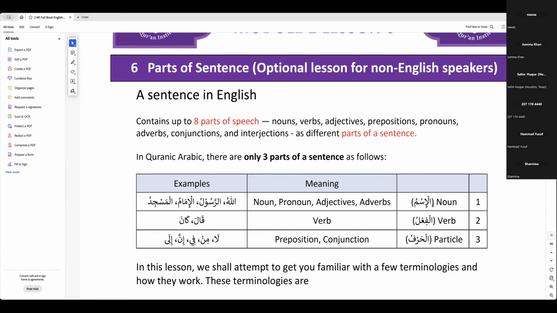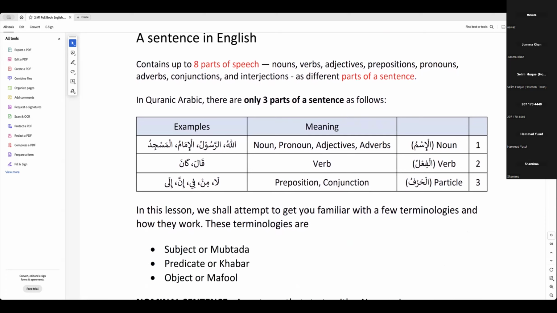The first is noun, ismun, which contains nouns, pronouns, adjectives, and adverbs. Examples: Allahu, Al-Rasulu, Al-Imamu, Al-Masjidu. The second part of speech is verb, fi'lun, such as kala and kana. There are so many of them, but we just minimize them into 2. Next is particle, which is harfun. I've summarized them in the previous 5 lessons in the notes: first isim, then fi'lun, and then harfun. In harfun, we have prepositions and conjunctions, such as la, min, fi, inna, ila, and there are many more. So this is the first thing we've done.